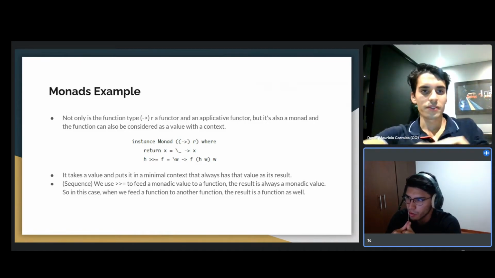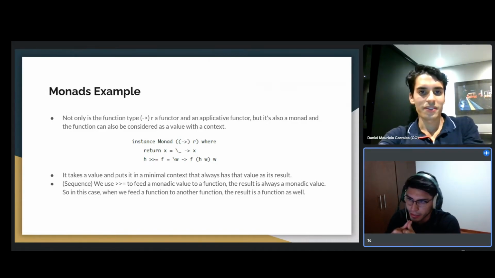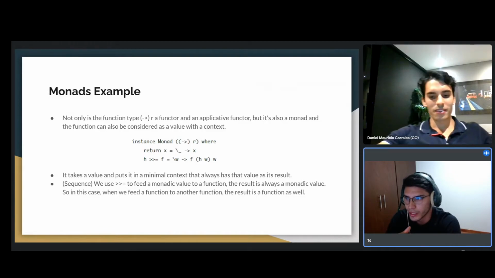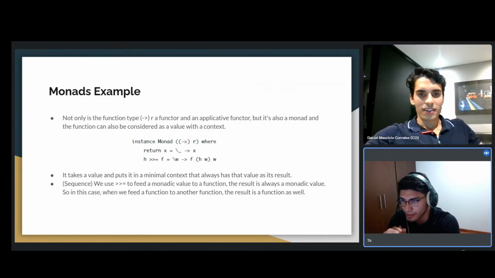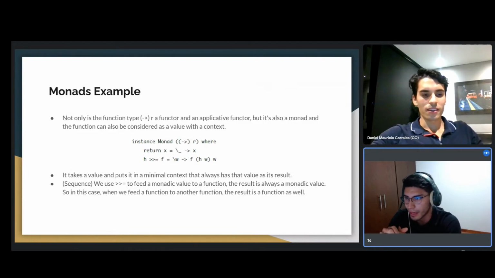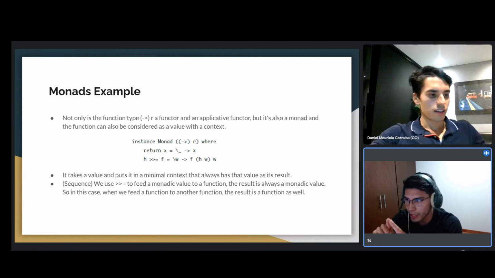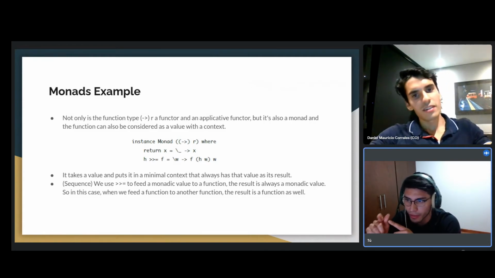Okay, if we go to see some practice or some examples of these monads, we have three. We have three, for example, rules or points that we can see as examples. So, for example, not only is the function type a functor, an applicative functor, but it's also a monad, and the function can also be considered as a value with a context.